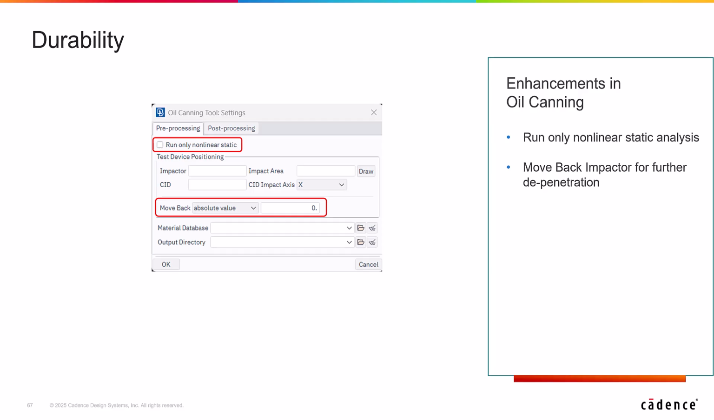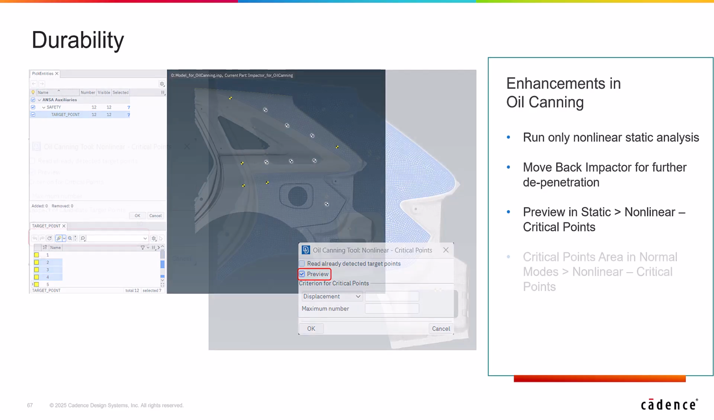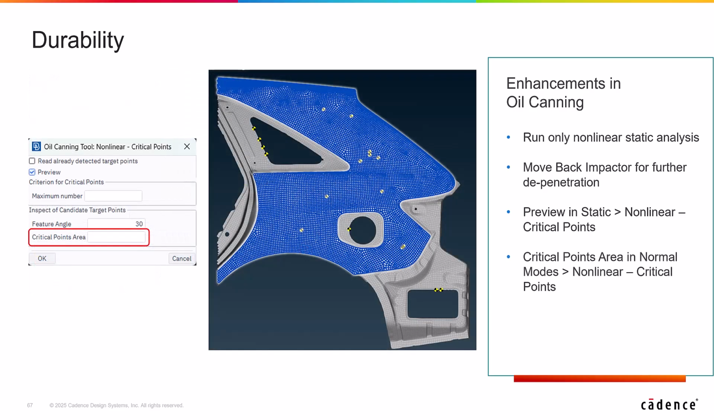A preview option has been added in static, nonlinear critical points, similar to the normal modes, nonlinear critical points function. Also, a critical points area setting has been added in normal modes, nonlinear critical points, where the user can define a set of elements where the critical points can be located. This option allows for better detection of the target points where the impactor can be positioned.